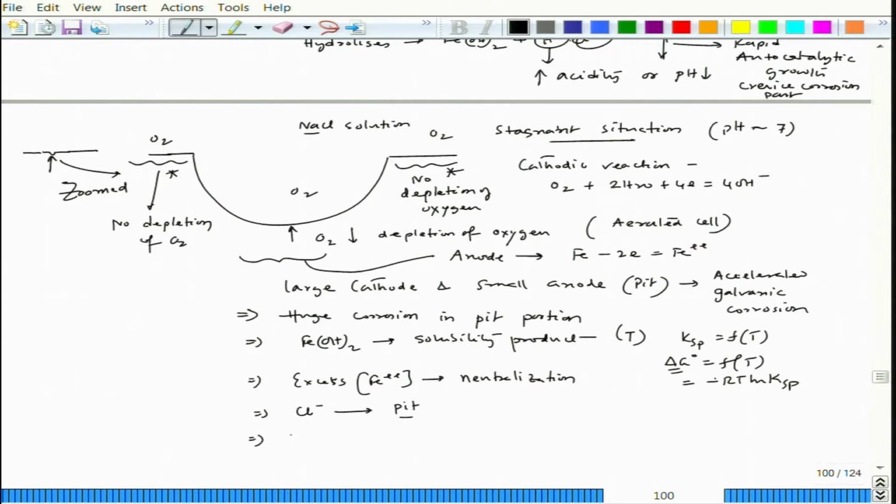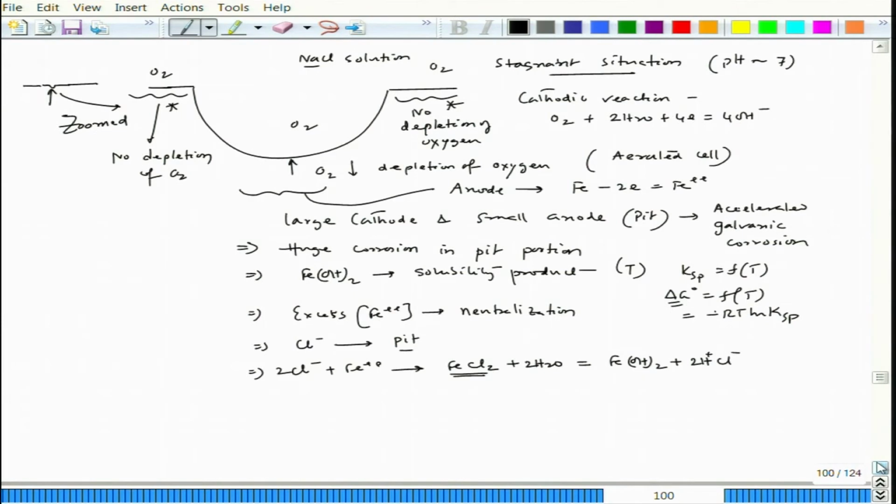Now, this chloride ion will react with Fe2+ and form FeCl2. Since there are water molecules, this FeCl2 will hydrolyze and become Fe(OH)2 plus HCl. Since HCl is a strong acid, I have written it in terms of plus and minus ions. This process is called hydrolysis.